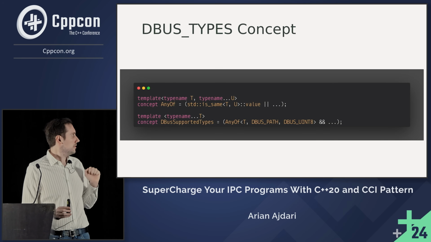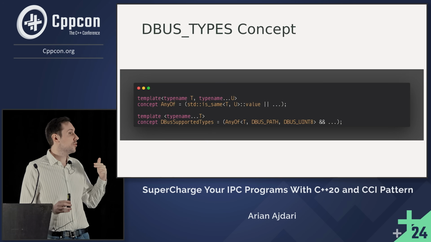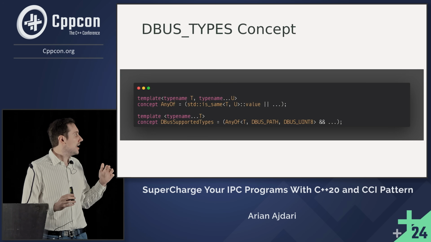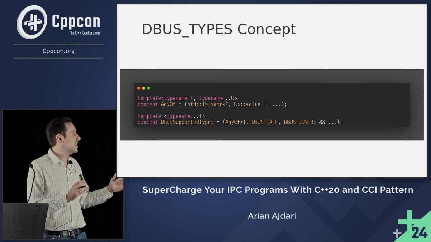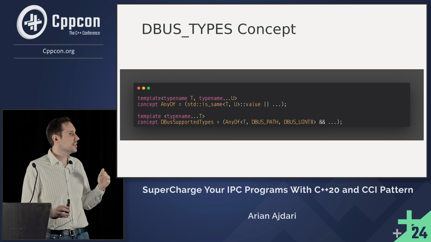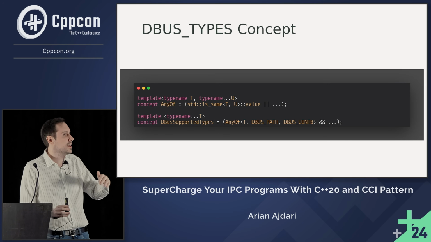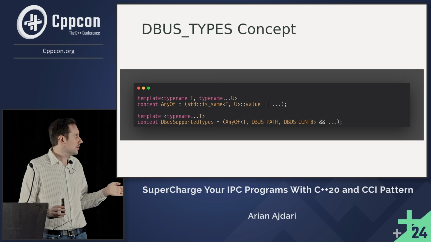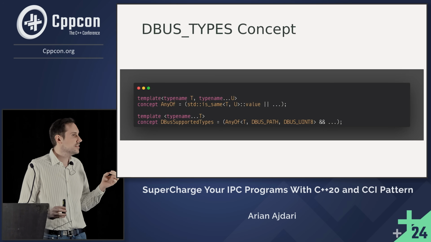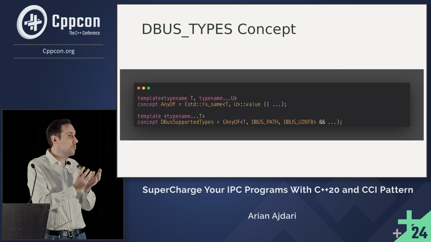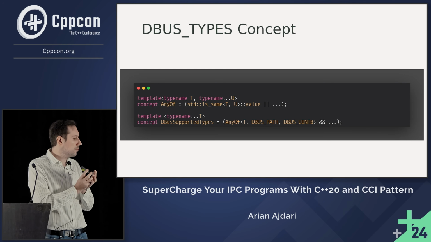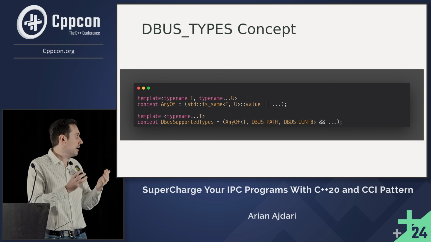The first concept, which is any_of, makes sure that the type that you provided is any of the possible types that can exist. So for example, you provided a dbus path. It checks whether it is a dbus path or dbus uint8 or dbus int32. So just make sure that you provided one type which is in the scope of the supported type family.